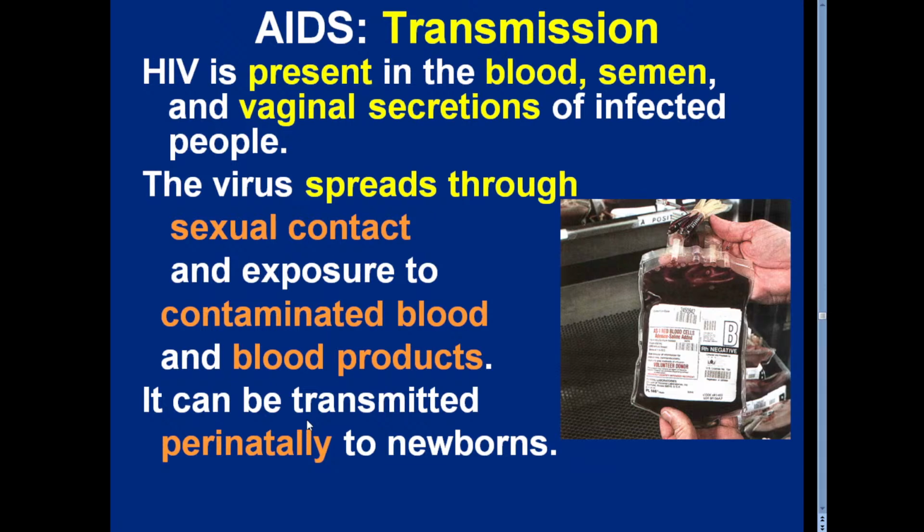Then we should say several words about transmission of these infections. HIV is present in the blood, semen and vaginal secretions of infected people. That's why the virus spreads through sexual contact and exposure to contaminated blood and blood products. Also, it can be transmitted parenterally to newborns.